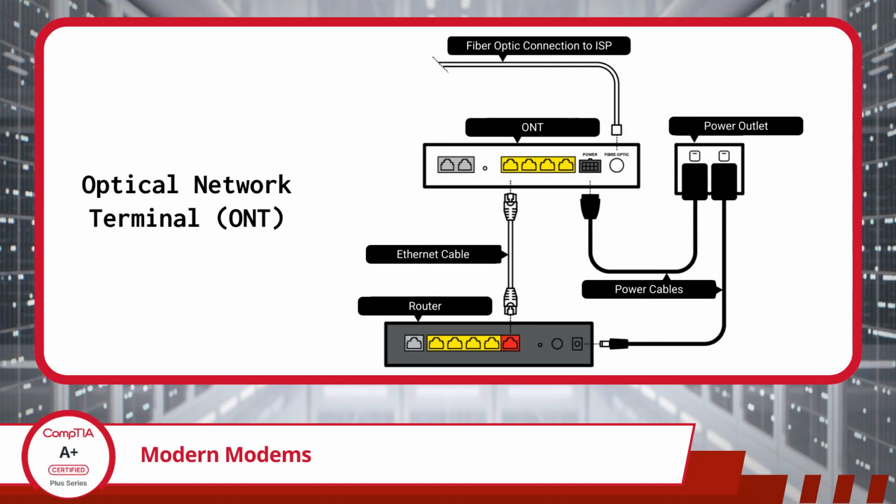Lastly, we have an optical network terminal, or ONT. An ONT converts the optical signals, transmitted via a fiber optic cable, into electrical Ethernet signals that your computer network can utilize. This is similar to how DSL and cable modems work, but uses light signals instead of electrical signals over copper lines. An ONT is used exclusively with fiber optic internet connections.